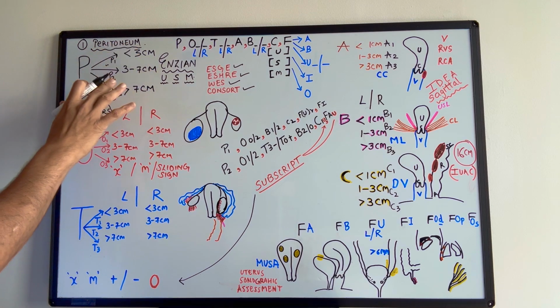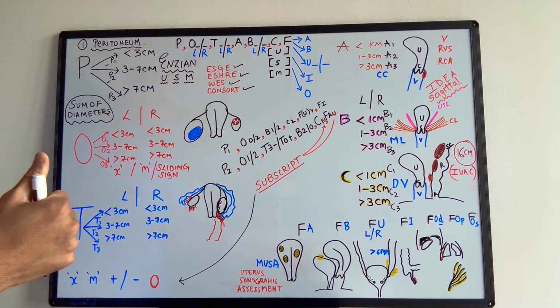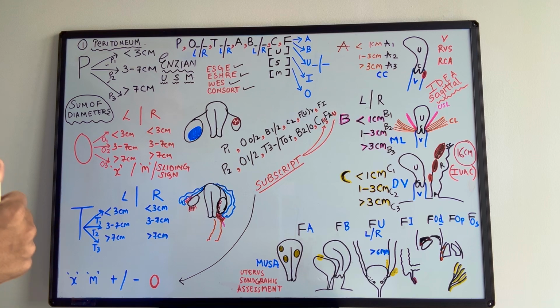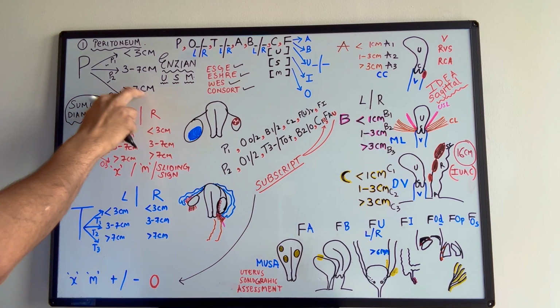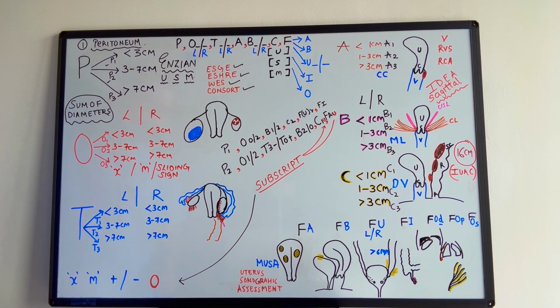So this is very easy to understand. P means peritoneum, only detected during surgery, and we take the sum of the diameters. P1 is less than 3 centimeters, P2 is between 3 to 7 centimeters, and P3 is more than 7 centimeters.